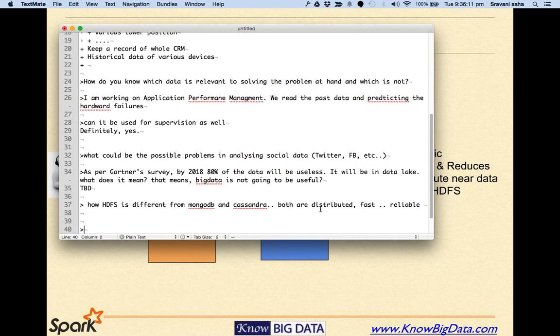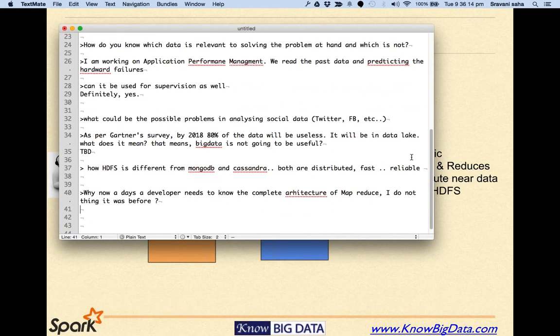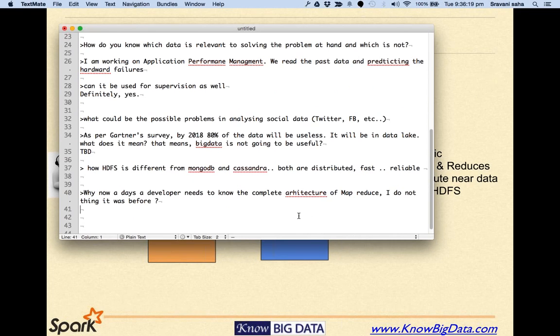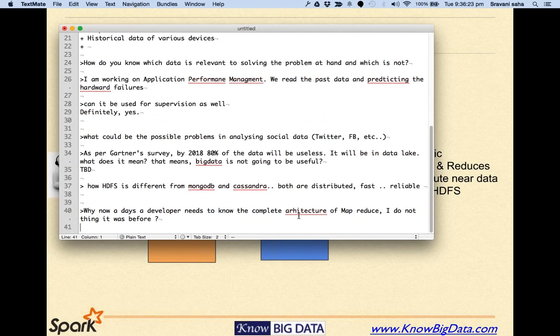Vikas is asking why nowadays developers need to know the complete architecture of MapReduce. I do not think it was done before. Yes, developers need to know the architecture because they have to convert their problem into MapReduce. I agree with you that as time evolves, and that's what we are coming to today also, you don't need to get into the internals. You have got other tools which can convert your problem. You write your SQL, and the system will convert it into MapReduce.